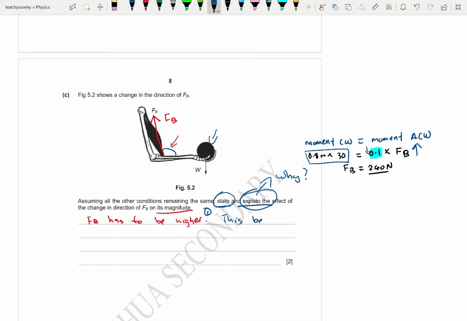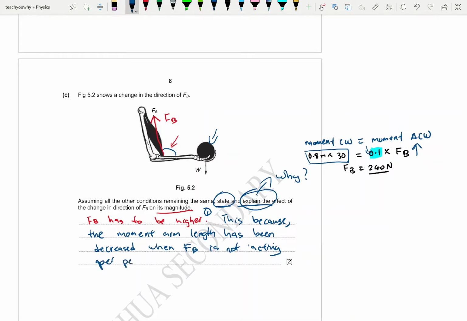This is because the moment arm length has been decreased when FB is not acting perpendicularly to the arm. Okay, so that's the reason.